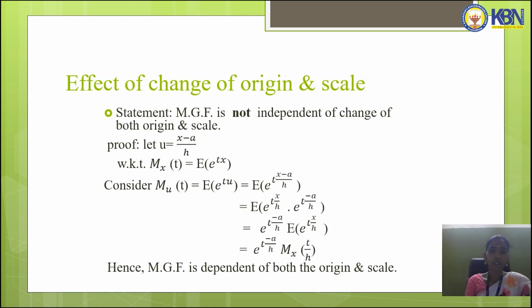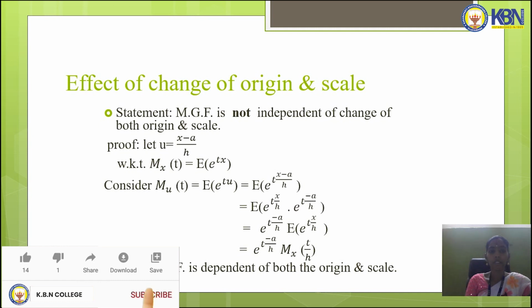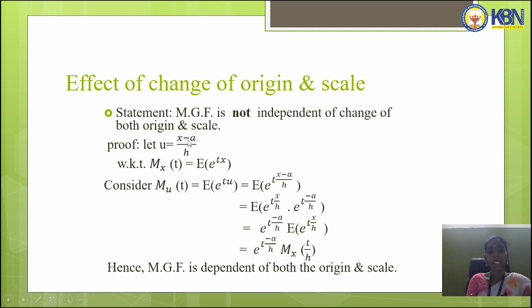Effect of change of origin and scale of M.G.F. Statement: M.G.F is not independent of change of both the origin and scale. Proof: let's consider u as (x minus a) by h. We know that M_X(t) is defined as expectation of e power tX.